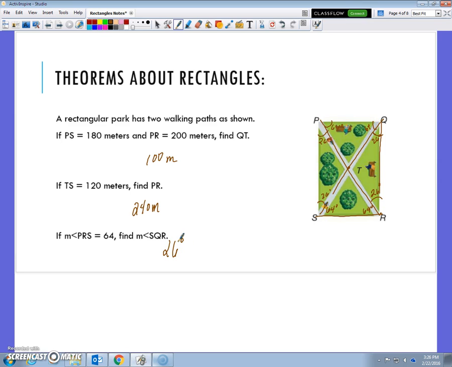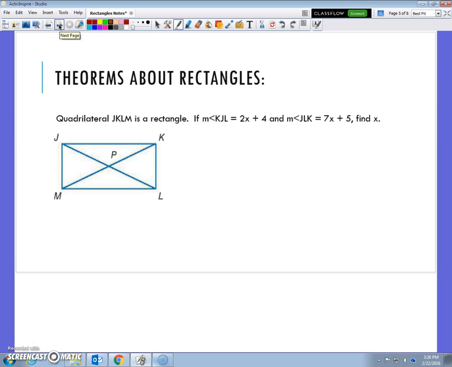All kinds of geometry in these. If we said we had a quadrilateral here and it's a rectangle, that guarantees me that these are right angles. I don't know that that's really going to help us right now in this problem, but it says measure of angle KJL is 2x plus 4. So let's see here, KJL. So this angle measure is 2x plus 4. And angle JLK is 7x plus 5. We would have to find the variable.